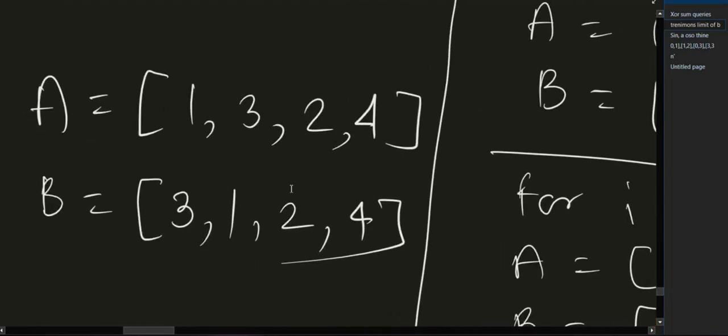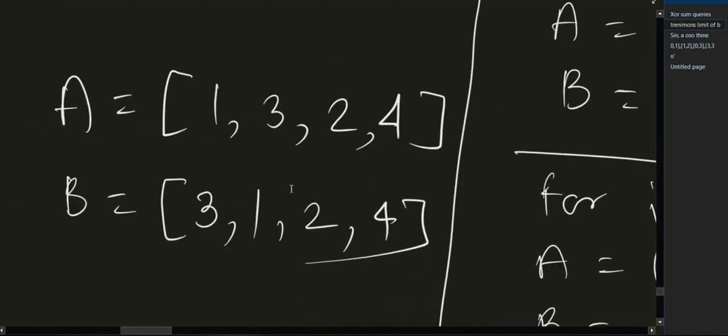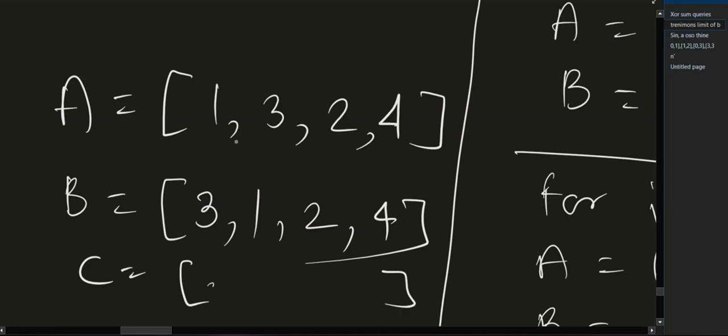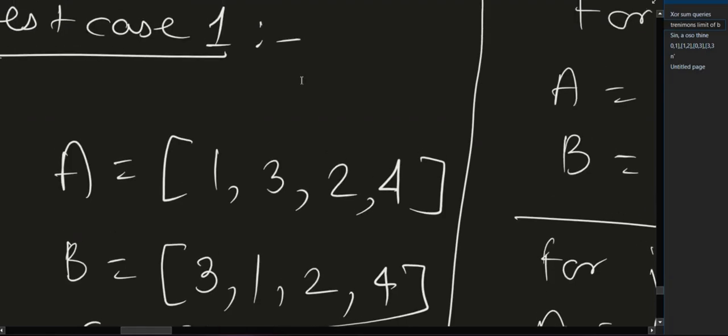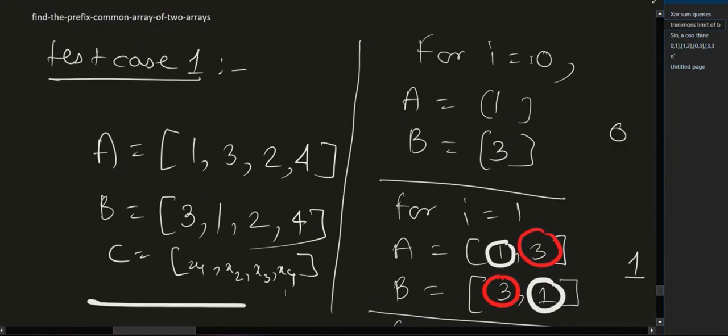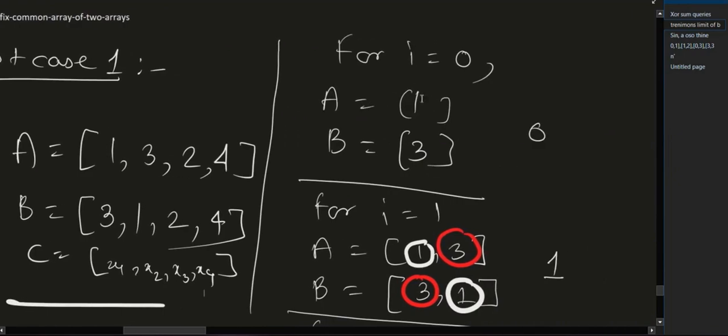So let us see the sample cases in order to understand what exactly the question is saying. So let's take this example. Initially we are given two arrays, that is A and B, and we need to construct the array C which has some values x1, x2, x3 and x4. Let's proceed index by index. For i equal to 0, A is 1 and B is 3. There are no common elements, so x1, the prefix common array value, would be 0.